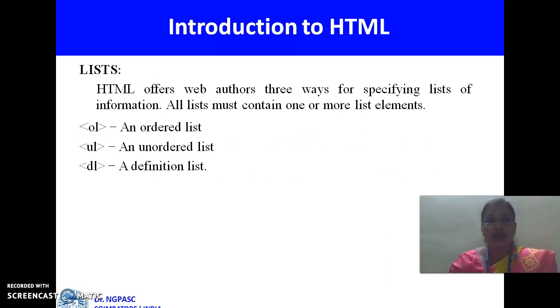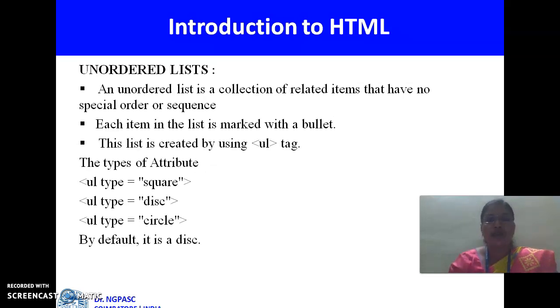Another topic is the list. HTML offers web authors three ways of specifying a list of information. All lists must contain one or more list elements. OL is the ordered list, UL is the unordered list, and DL is the definition list. Basically there are two types of lists available: the ordered list and the unordered list. First we are going to see what an unordered list is.